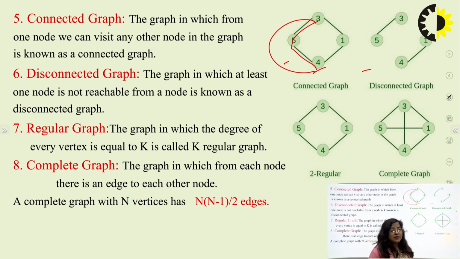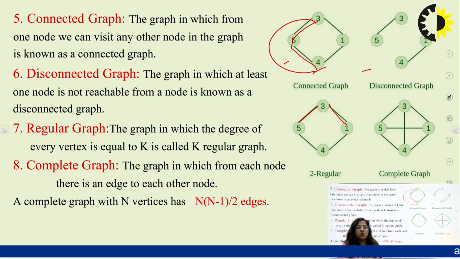Let's see what degree is here. Degree is the number of edges connected to a vertex in this undirected graph. So 3 has 2 edges connected, called 2 degree. 1 has the same 2 edges connected, so also 2 degree. 4 has 2 edges connected, so 4 has 2 degree. 5 has 2 edges connected, so 5 also has 2 degree.